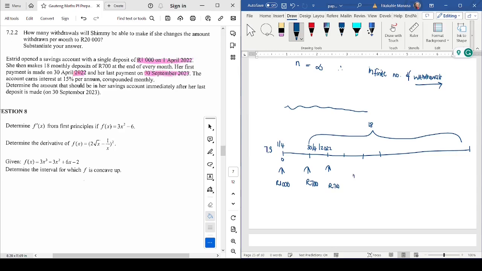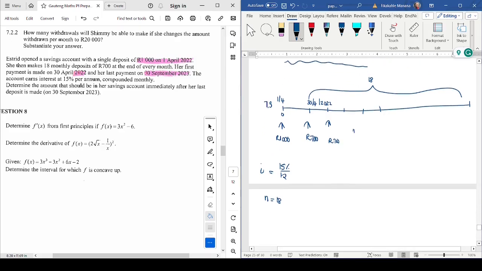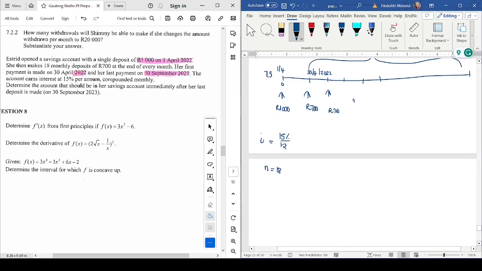All right. And now let's talk about the interest. So we have 15% per annum compounded monthly. We have our N, which is 18. And let's see what amount should be in her savings account immediately after her last deposit. Before we deal with the monthly 700s, let's talk about this 1,000. So she put in this 1,000 and it is basically growing interest every month. Okay, so we're going to have to deal with that lump sum first.